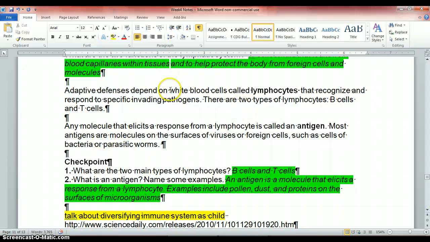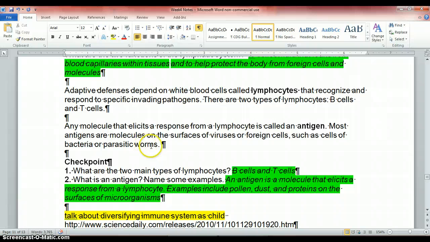Adaptive defenses depend on white blood cells called lymphocytes that recognize and respond to specific invading pathogens. So these are really specific, right? There are two types of lymphocytes, B cells and T cells. You hear about these all the time in medical dramas. Any molecule that elicits a response from a lymphocyte is called an antigen. So it doesn't matter if it really is bad or really good, it's going to be called an antigen.